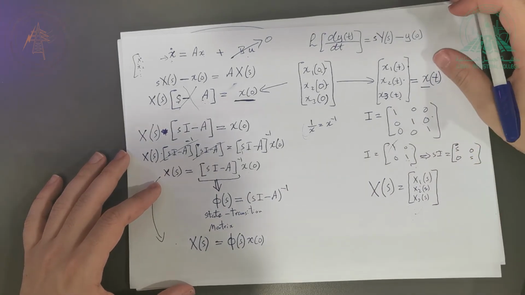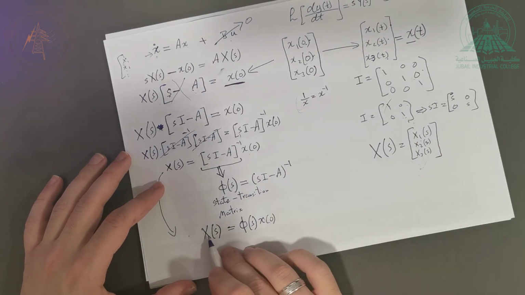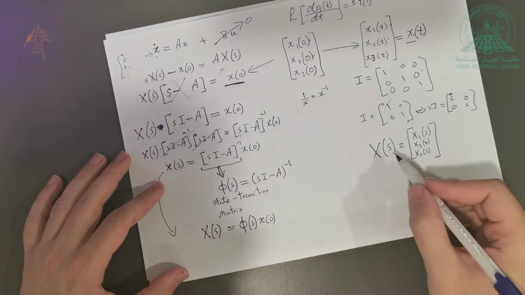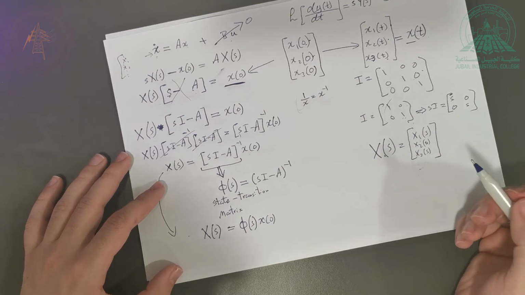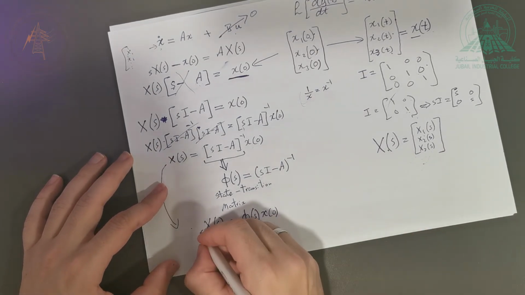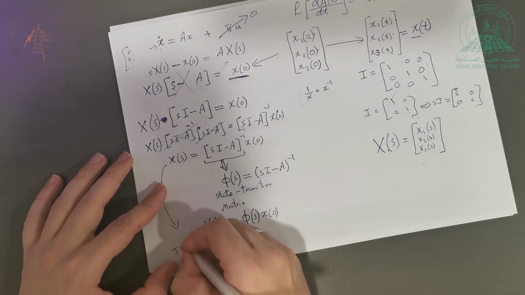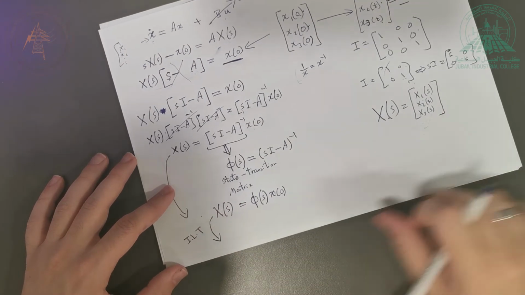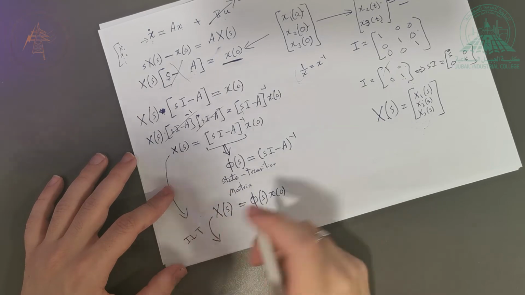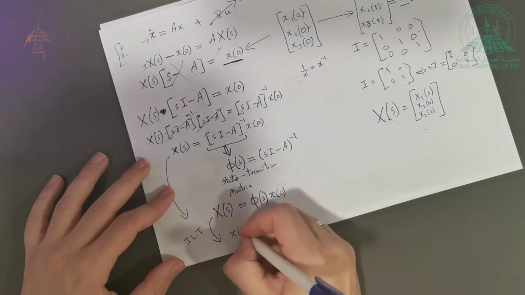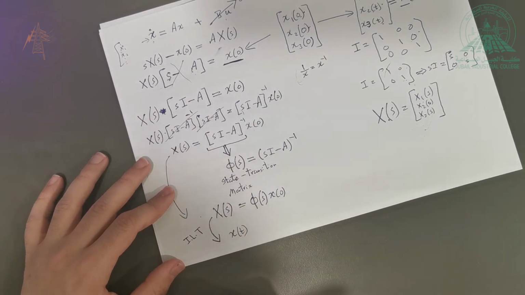So that's why the last step that I need to do here is to convert this from x of s to x of t. And how do I do that? I do that by taking the inverse Laplace transform. So if I take the inverse Laplace transform of this, what does it become? It becomes x of t, right?